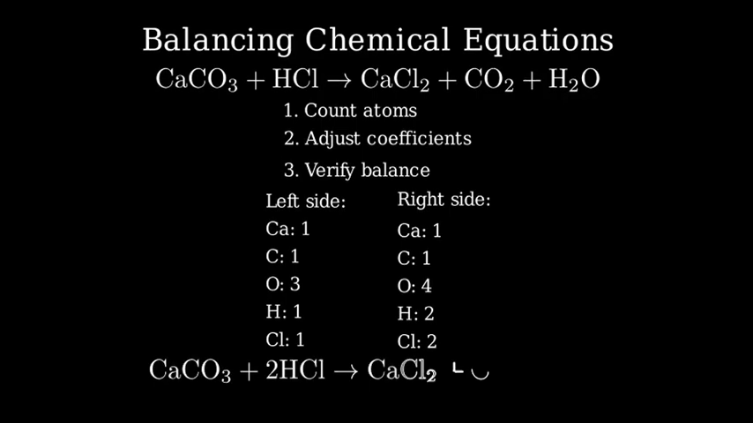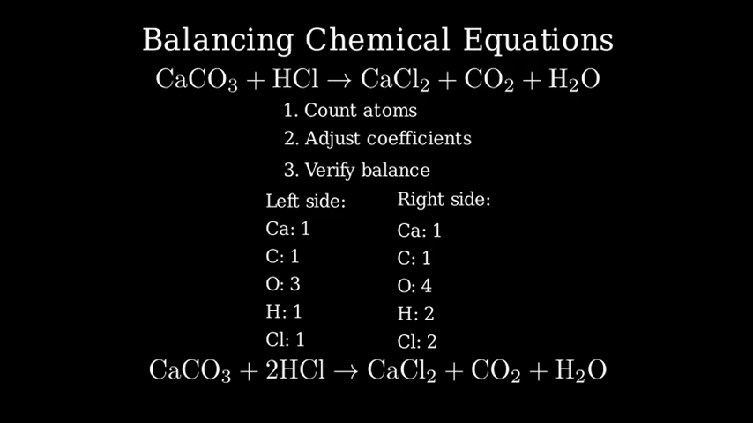Now, let's adjust the coefficients to balance each element. We'll start with chlorine. We need 2 chlorine atoms on the left to match the right side. So, we'll add a coefficient of 2 to HCl. This also balances hydrogen. Next, we need to balance oxygen.